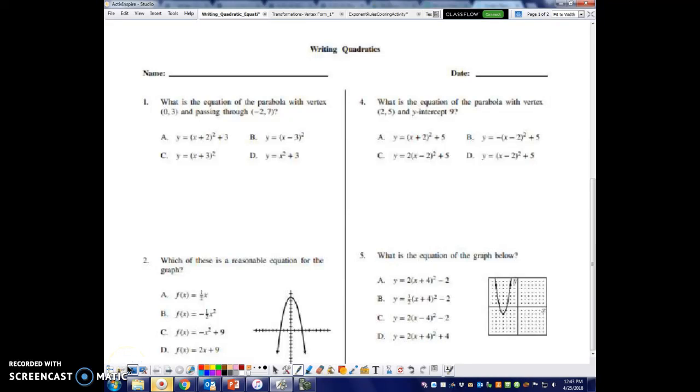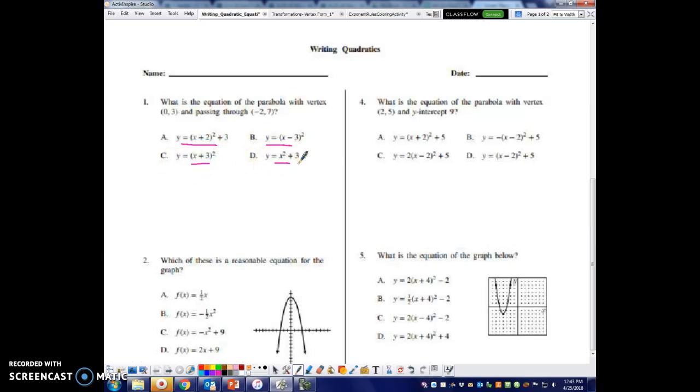All right, so now we're going to be looking at writing quadratic equations. Okay, this should be pretty easy for you guys. So, number one is saying, what's the equation of a parabola with a vertex of (0, 3) passing through the point (-2, 7)? Okay, so what I'm going to tell you to do, type these into your calculator.